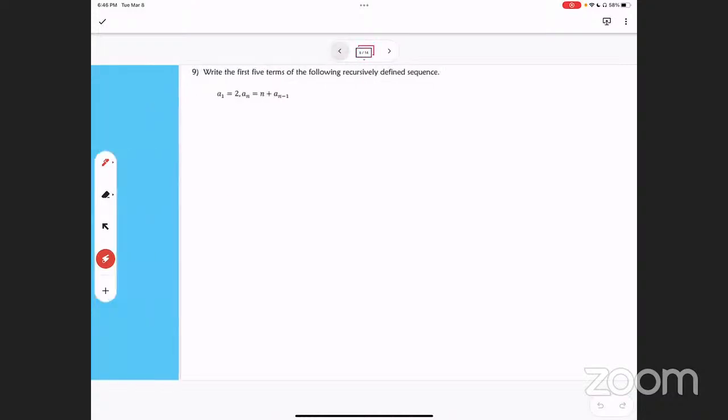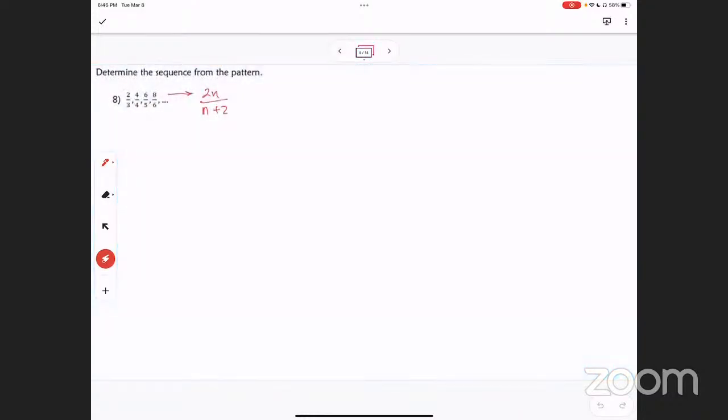So recursive means that you're creating a sequence instead of what we were doing back here. This was explicit. This is an explicit formula, because if I ask you, hey, what's the 12th term of this sequence? How would you find the 12th term of this sequence? I'd plug in 12 to n. That's right. You plug in 12. And that would be easy to do, right? 24 over 14. No problem, right?